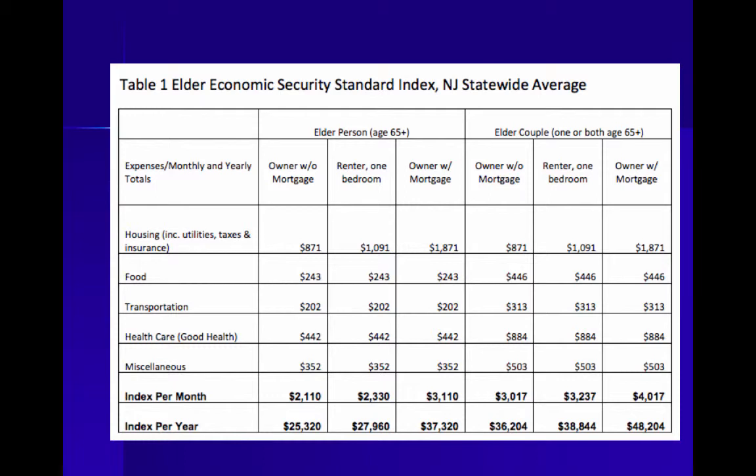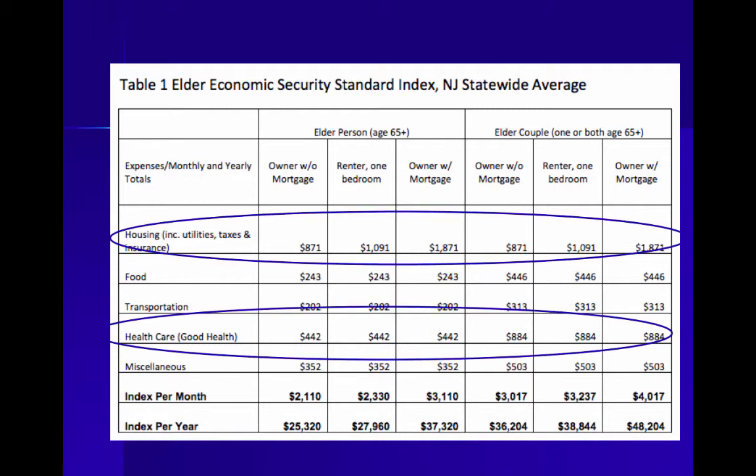Basically, the project estimated that it takes a single elder between $25,320 and $37,320 per year to meet their basic needs and achieve economic security in New Jersey. The exact amount in between those two figures depends on whether they own their house, whether they're renters, or whether they're paying a mortgage. This is quite a bit more than the $11,670 as specified by the federal poverty measure, right? Also note that the major categories of costs in New Jersey include housing, here on the top row, and healthcare in the fourth row.